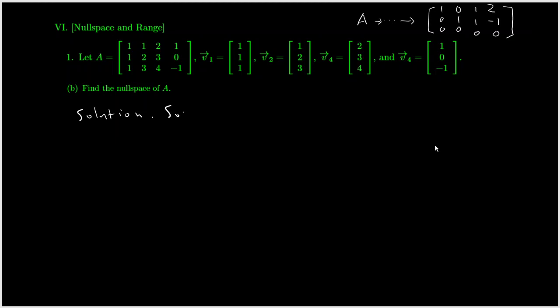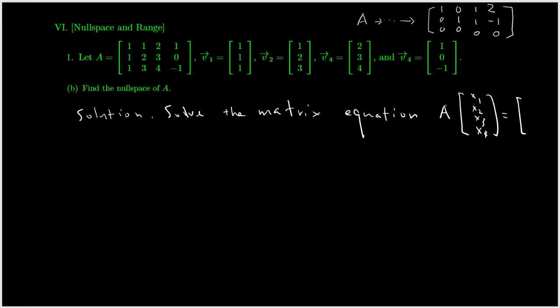To find the null space, we solve the matrix equation A times the inputs, say x1, x2, x3, x4, is equal to the 0 vector on the right hand side, right? By that we mean we are looking for all vectors in R4 such that the vectors are mapped to the 0 vector in R3.